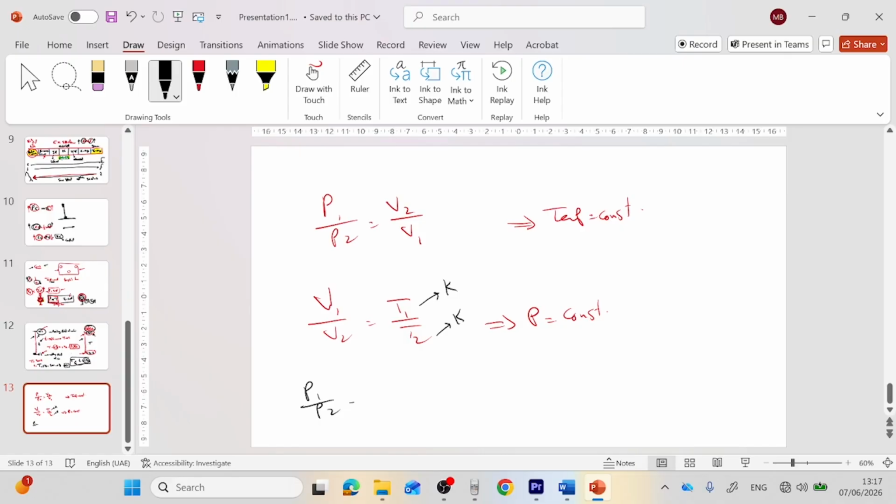P1 over P2 is equal to T1 over T2. This is correct when the volume is constant, and this is called the pressure law or Joule's law. And this temperature should also be in Kelvin.